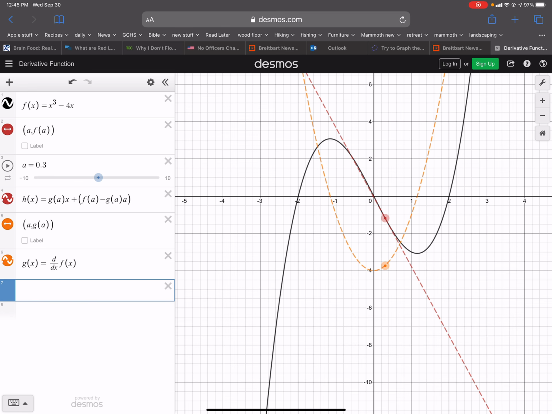And I want to graph my derivative in red. So let me make this solid red. So the red graph is the derivative. The red dashed line is the tangent line. And the black is the original curve. So here's what I want you to notice. Let me move that to the top right there.